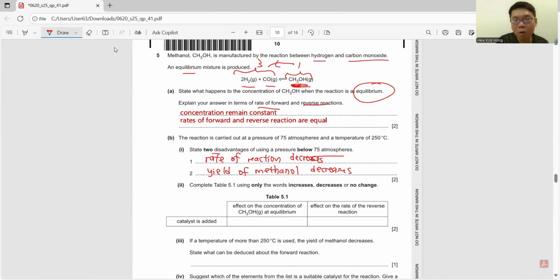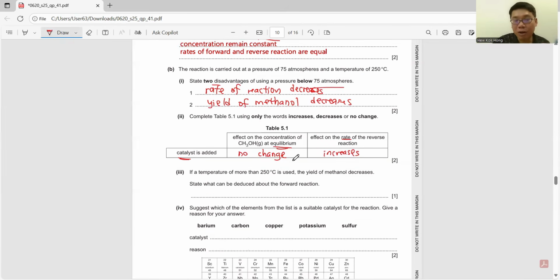Complete table 5.1 using only the words increase, decrease, or no change. Will a catalyst affect the equilibrium? No. Equilibrium will only be affected by pressure and temperature. So here, no change. How about the effect on the rate of reverse reaction? If a catalyst is added, no matter the forward or reverse rate, it will increase. If a temperature of more than 250 is used, the yield of methanol decreases. So when temperature increases, it is not favoured because the reaction already releases a lot of heat. That's why we can confirm the forward reaction is exothermic.